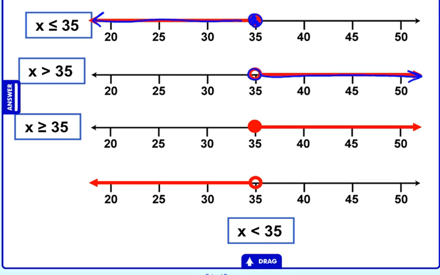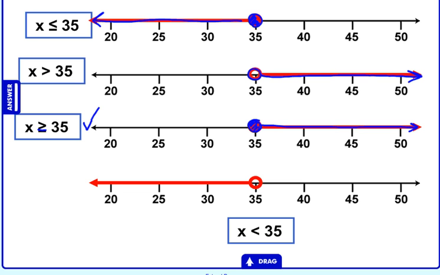This third one was already done for us as an example. Let's check. It was shaded in, which means that there is an equals line, and it is the greater than numbers. So I agree with this. X is greater than or equal to 35.